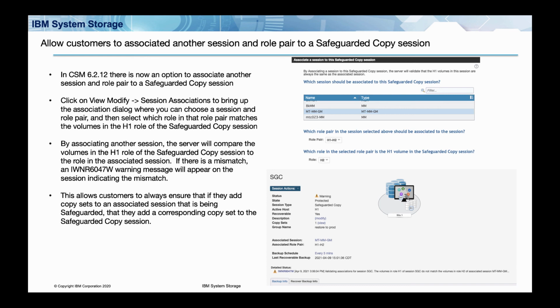So when you go through this wizard and just do the association, after you set it, CSM will now go and compare all the volumes in that H2 role of your metro mirror session to all the volumes in the H1 role of the safeguarded copy session. And if any don't match, if there's more in the metro mirror session or more in the safeguarded copy session, then a warning message in the detailed status section of the session will appear on both the metro mirror and the safeguarded copy session, so that you are alerted that the role pairs are not the same, and thus you need to either add or remove to one of the sessions in order to make sure that they are coordinated.